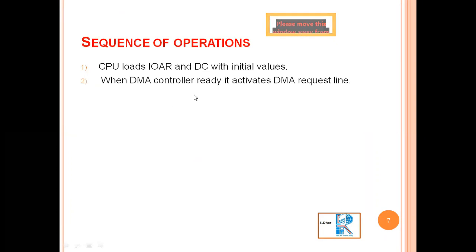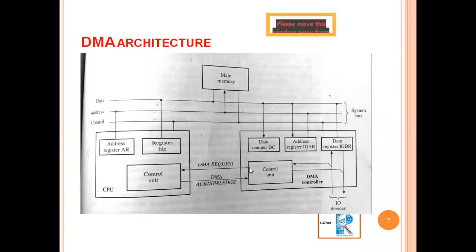Now, when the DMA controller is ready, that means when the IO device is ready to transfer and is not engaged in another operation, it will activate the DMA request line. That means it will request the CPU, asking it to please grant the bus or leave the bus. This is called DMA request.